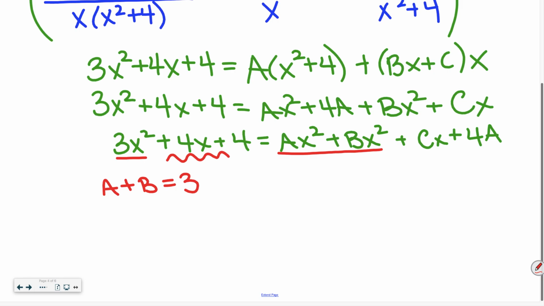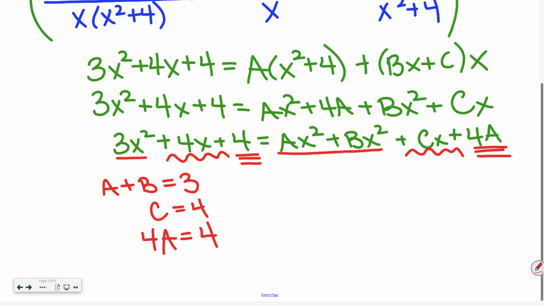For x. Over here I have cx. So that tells us that c equals 4. My constant is 4. Over here, my constant is 4a. So 4a equals 4.